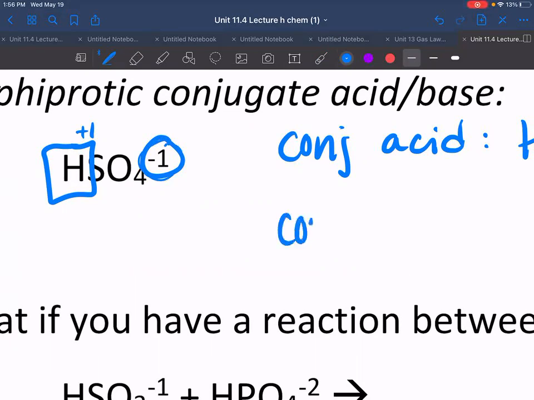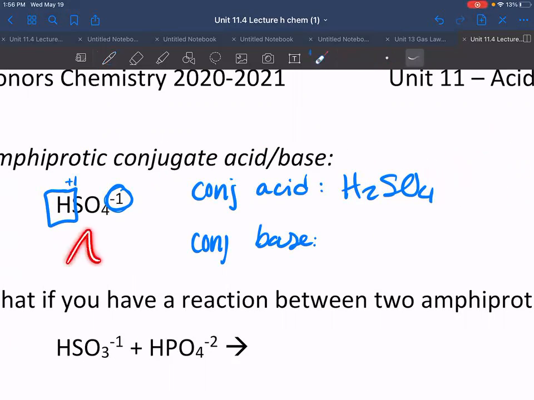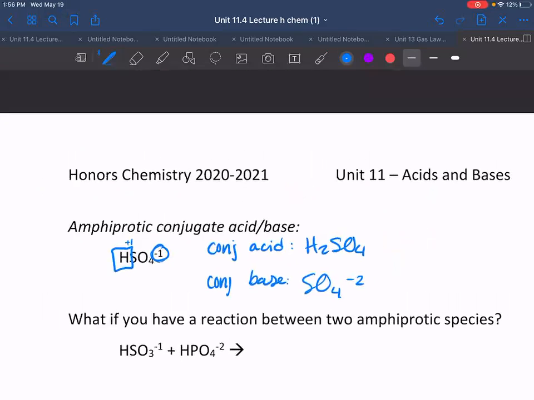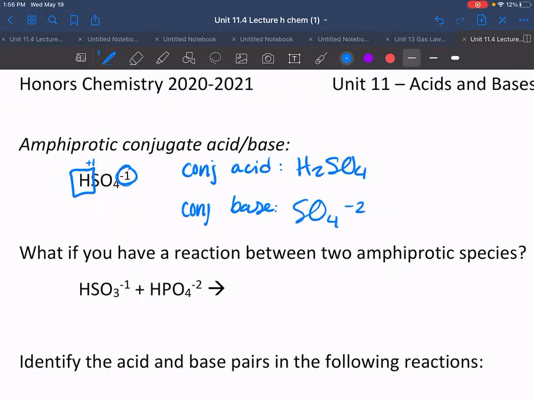So if you add another one, it cancels out this -1 charge. Now, if we're trying to find the conjugate base, that means this is acting as an acid. It donates its last proton, which means we take away a +1 charge, which leaves us with SO4 -2. So if you lose a hydrogen, greater the negative charge. If you add hydrogen, you're adding +1. So you have to think about charges for these. Any questions on that one?